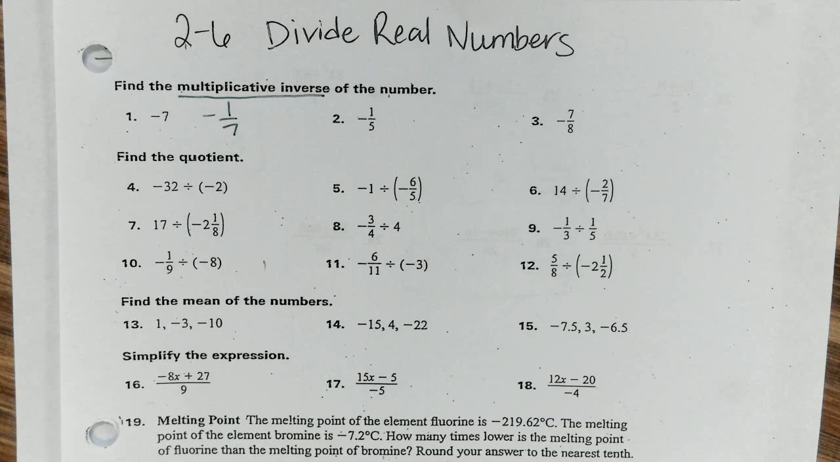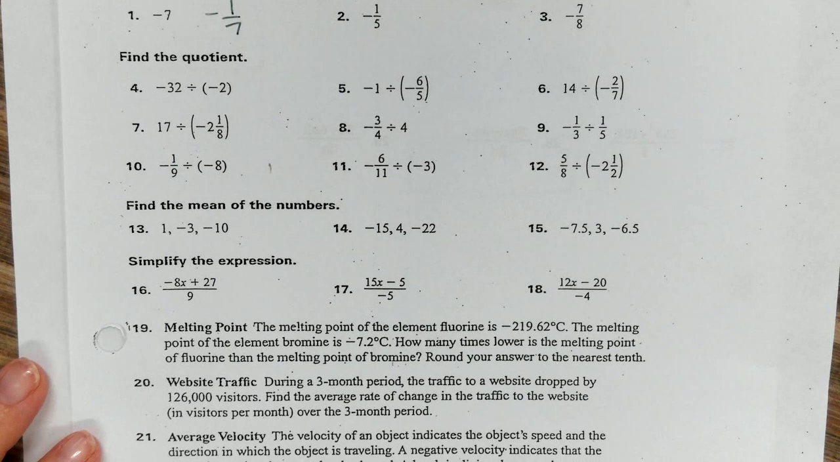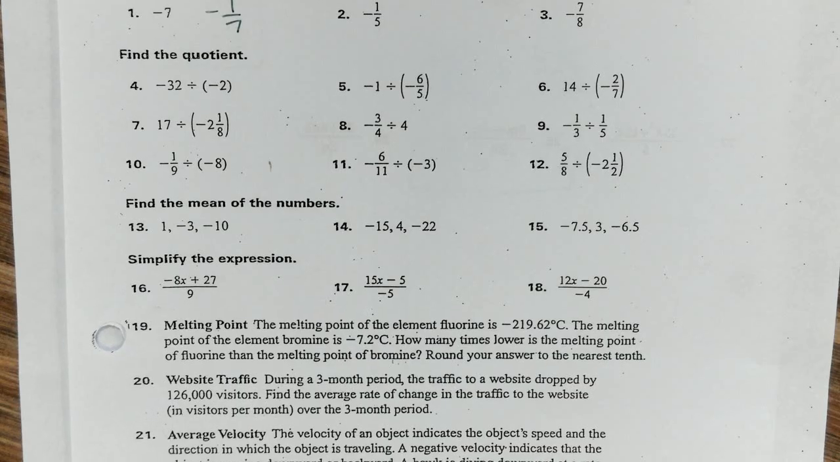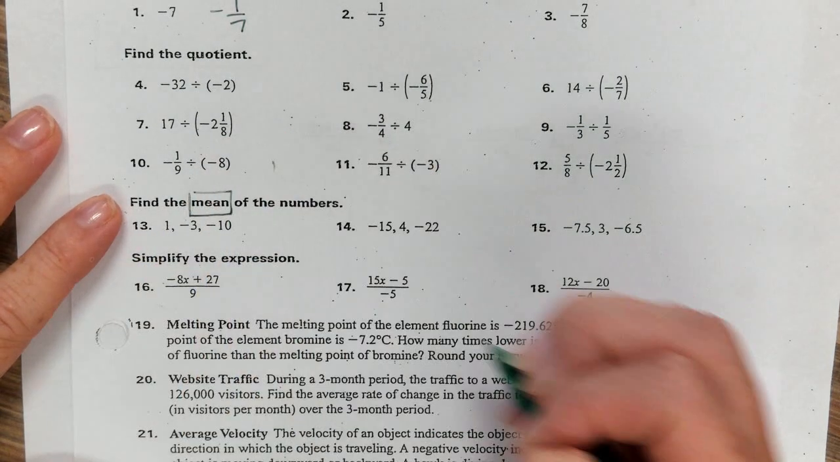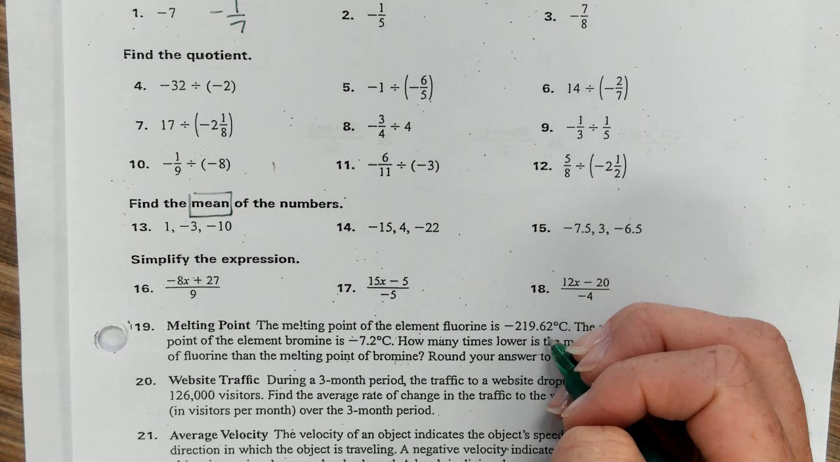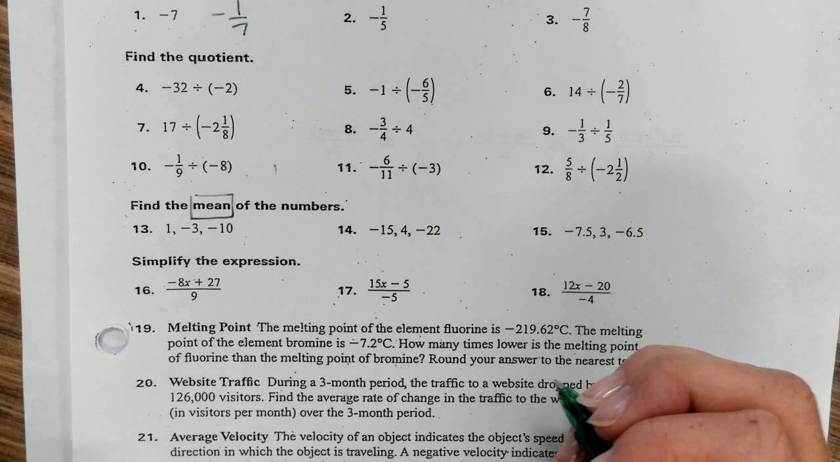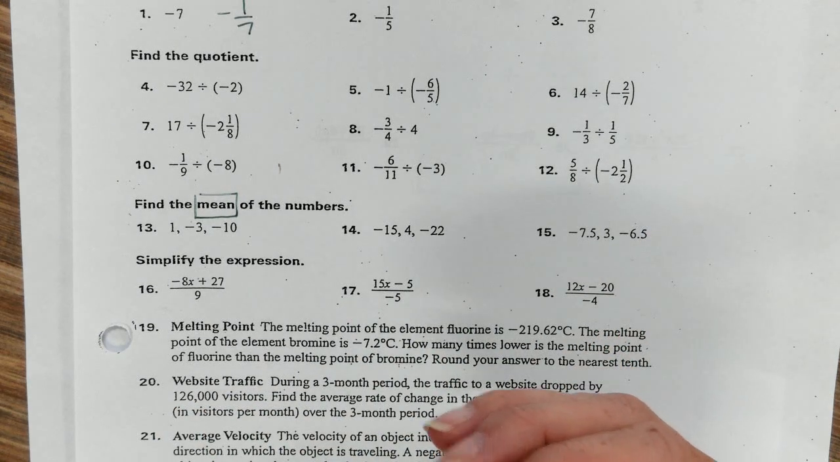I didn't say the opposite inverse, just the multiplicative. Flip it over. So if it's already negative, it stays negative. Just flip it. Okay? On 4 through 12, y'all better not miss any of those. Literally just type them in your calculator. Okay? On 13 through 15, it says find the mean. What is mean? Mean is not middle, guys. Mean is average. So you add them up and divide by how many are there.